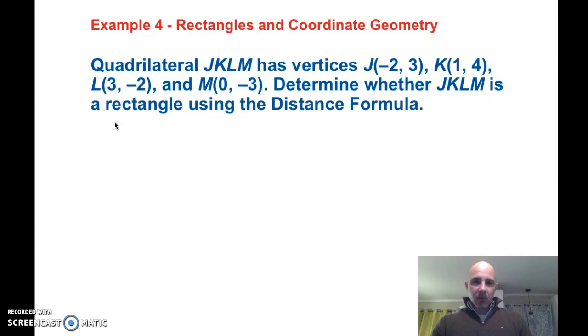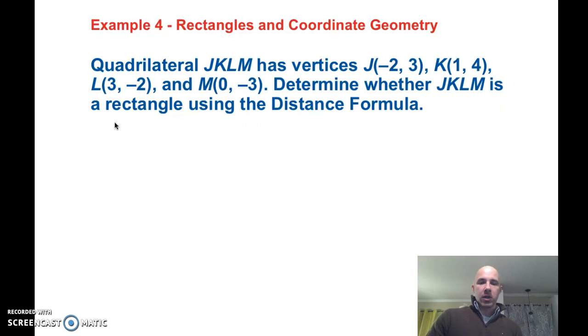So this is example 4, and we're going to go ahead and solve properties of quadrilaterals, rectangles in coordinate geometry. This is your quadrilateral, JKLM. It has vertices J(-2, 3), K(1, 4), L(3, -2), and M(0, -3). We're going to determine whether JKLM is a rectangle using the distance formula.